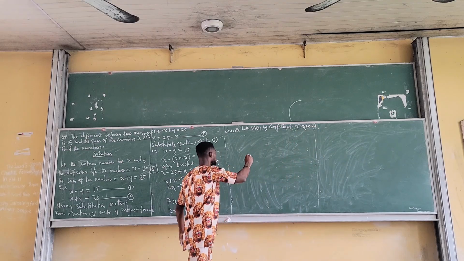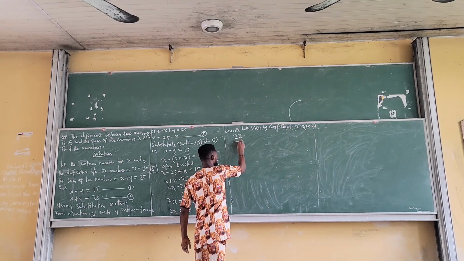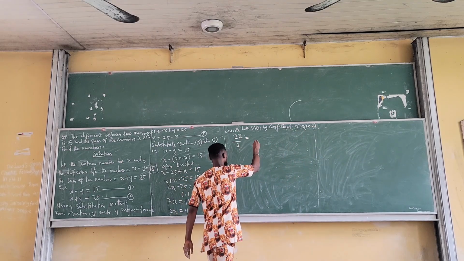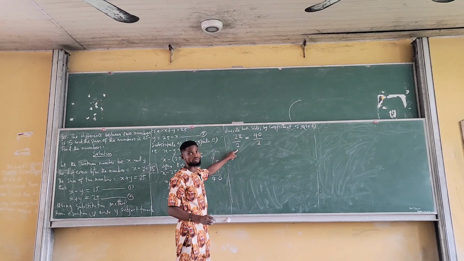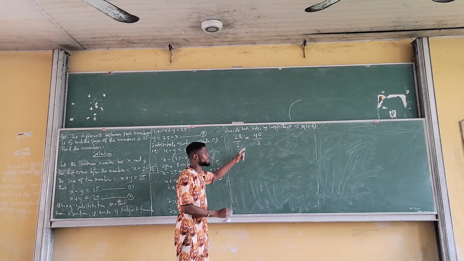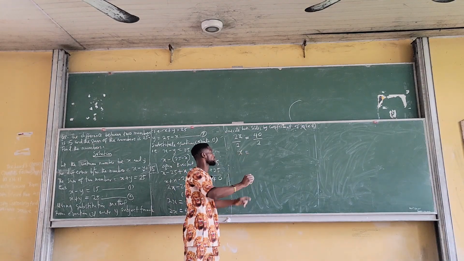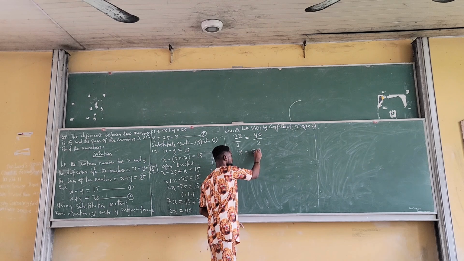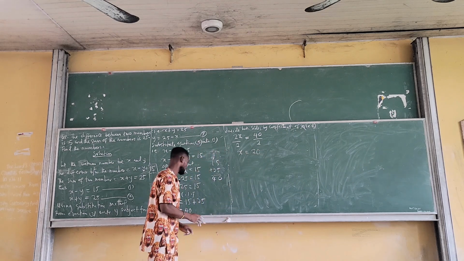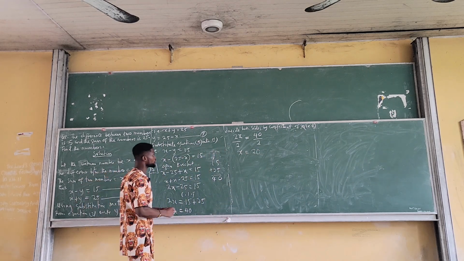So if you do that, you have 2x over 2 equals 40 over 2. 2 divided by 2 gives you 1. 1 times x is x, equals 40 divided by 2, which is 20. So x is 20.